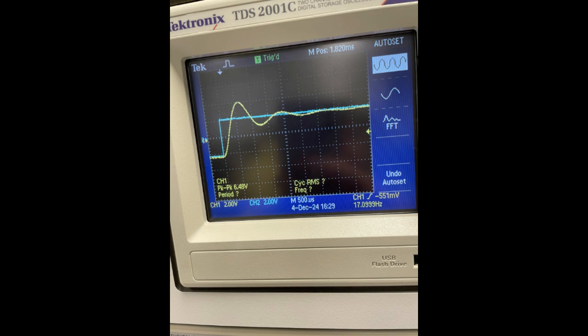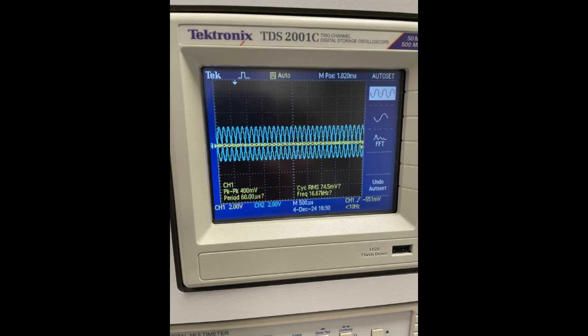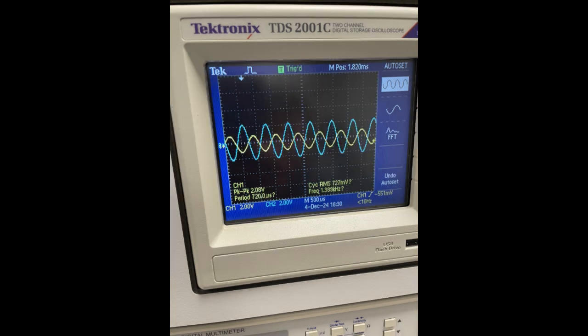Here we have our step response along with 4 input and output sinusoids shown at 4 key frequencies, and this is on the oscilloscope.